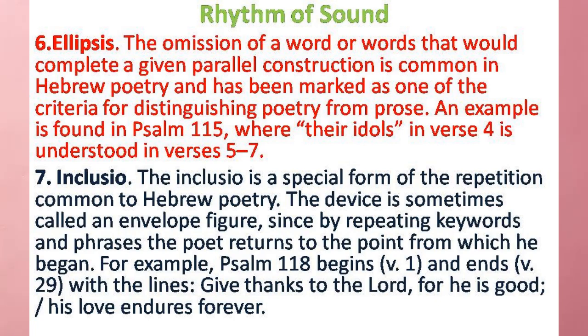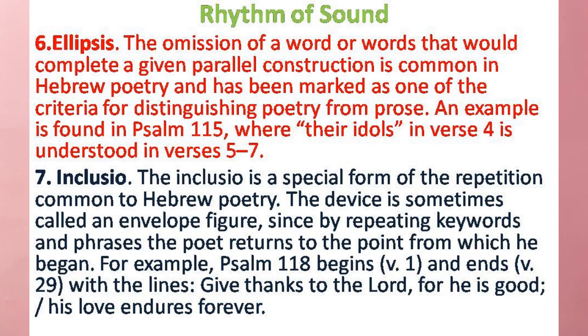An example is found in Psalms 115, where "their idols" in verse 4 is acting as an ellipsis. So it is between verses 5 to 7. The phrase "their idols" is acting as an ellipsis.